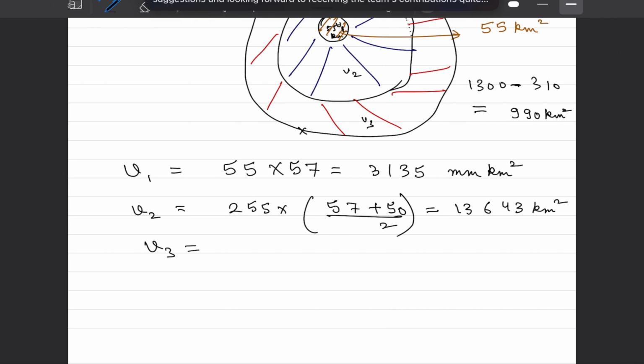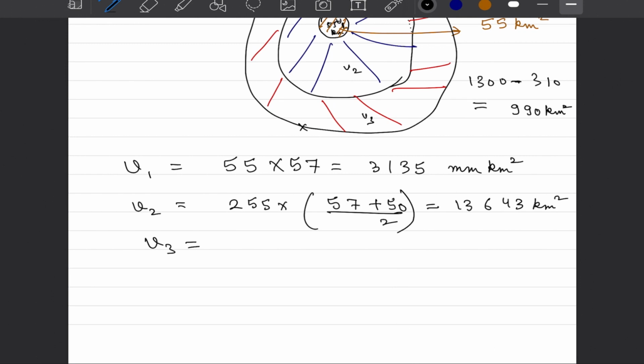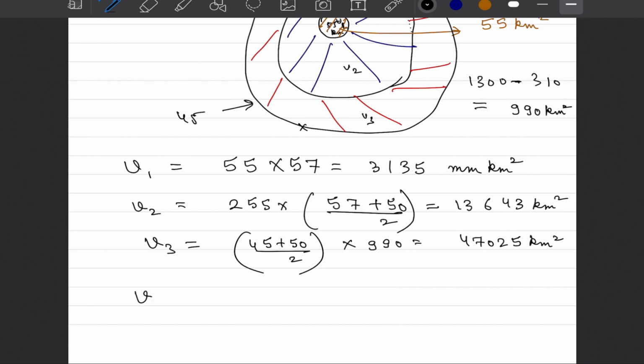Similarly, the volume associated with the third portion is equal to (45 + 50)/2, because the isohyetal level is 45 here, multiplied by the area, which we just calculated as 990, and it comes out to be 47025 square kilometer mm. So the total volume of precipitation that has happened up to the first portion, we call it V accumulated, is 3135 square kilometer mm.